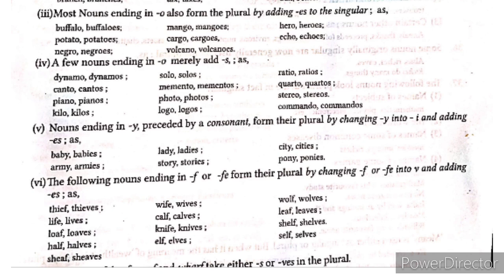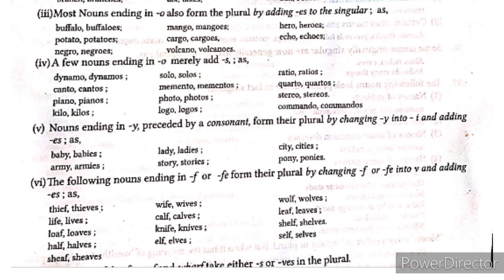Understood? For example, baby. We will remove y and put i on behalf of it and add es. Next, story. We will remove y and add i and es to it. Understood? The words which are ending with y, we remove y, add i, and es to it. For example, baby, story. Understood? We'll remove y and add ies. Clear?